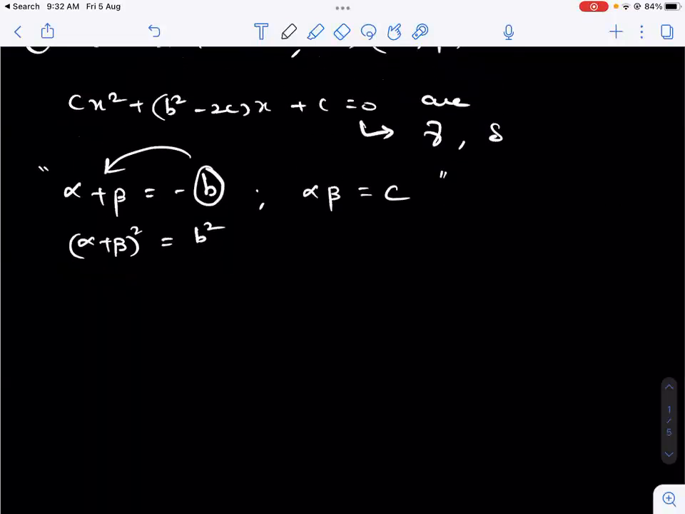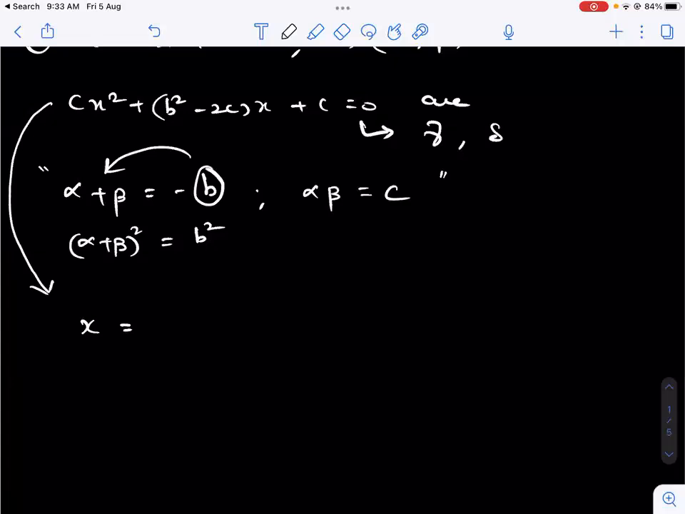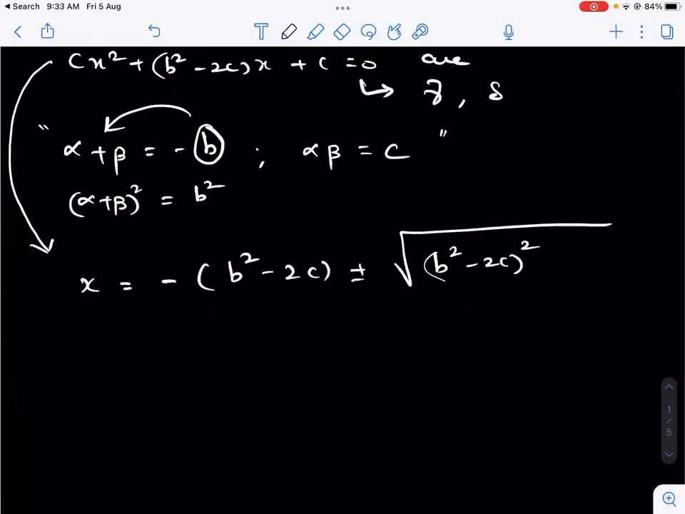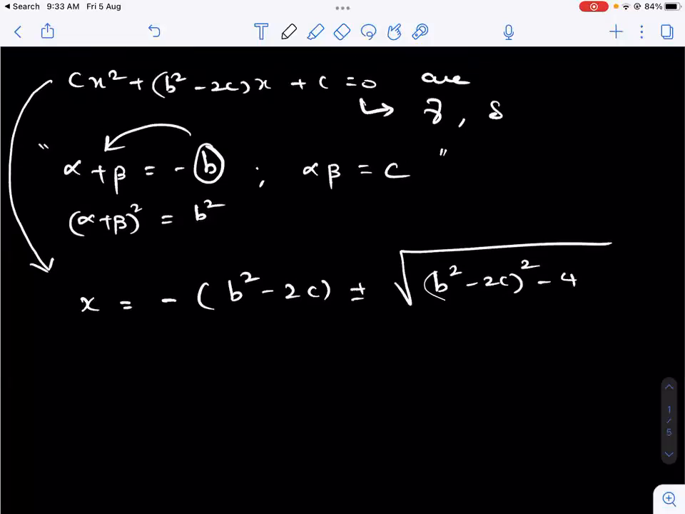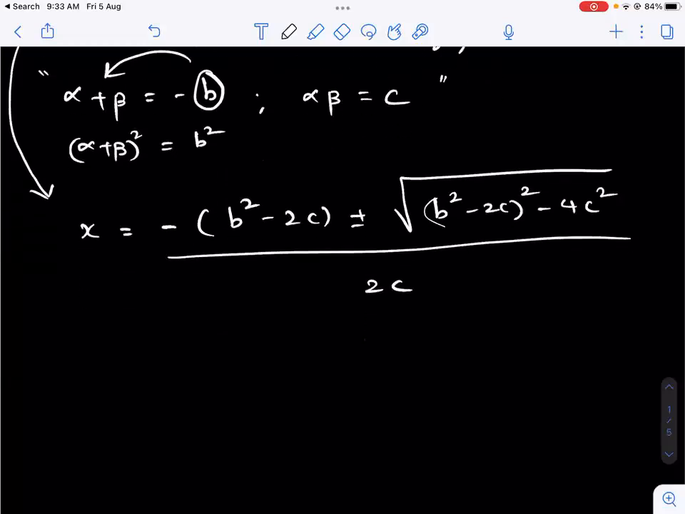Okay. So directly write the solution for this using the formula. x is equal to minus b plus or minus root of b square minus 4ac, divided by 2a. Observe this step. Is there any doubt in this? In this case, a is c only, and b is b square minus 2c.